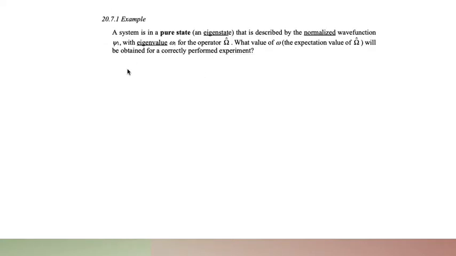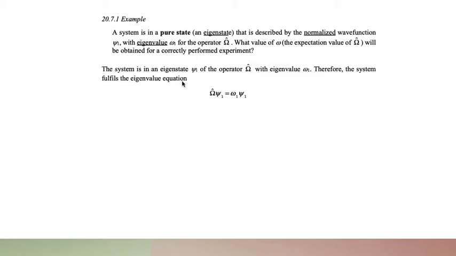Do a calculation for a system placed in a pure state, an eigenstate of the operator omega. And we have a normalized wave function that describes this state, psi1, and it gives us then an eigenvalue omega1 when operated on by omega hat. Let's calculate what is the expectation value of omega hat when we do a correctly performed experiment. Okay, let's do the calculation.